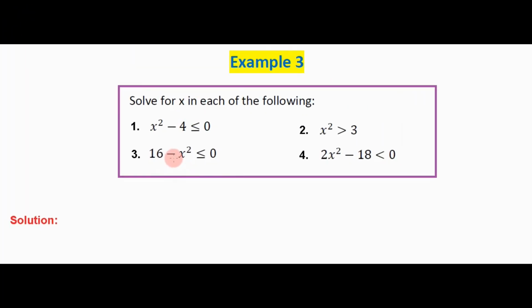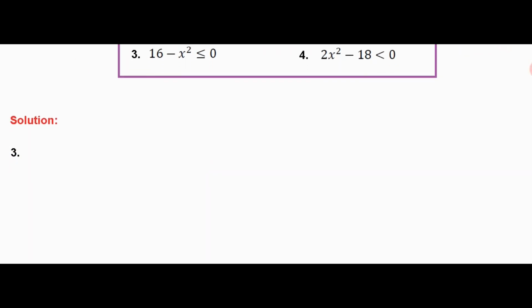Let's look at the third inequality. Here we have 16 minus x squared is less than or equal to 0. We're going to start by rewriting the order of the terms on the left-hand side. We always want to write the x squared term first. So it's going to be negative x squared plus 16 is less than or equal to 0.